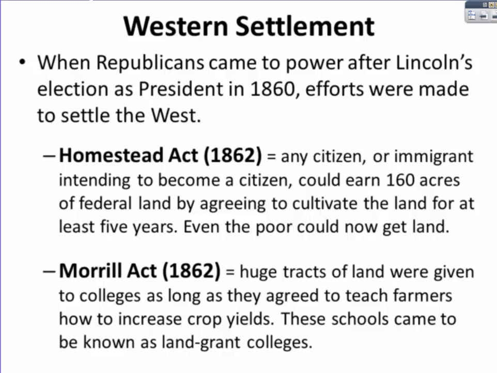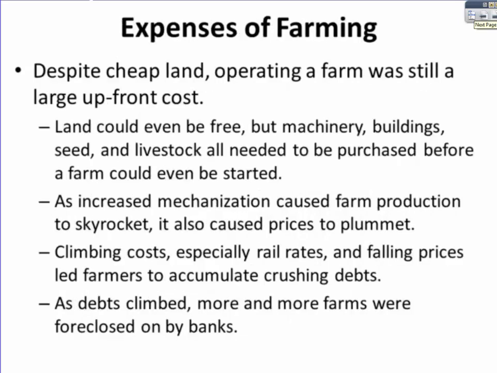And the Morrill Act said that tracts of land could be given to colleges as long as they agreed to teach farmers how to increase crop yields. These schools came to be known as land-grant colleges. One might think that cheap land, or even free land, would have made it easy for a poor person to make it in life. However, operating a farm is still a very large upfront cost.